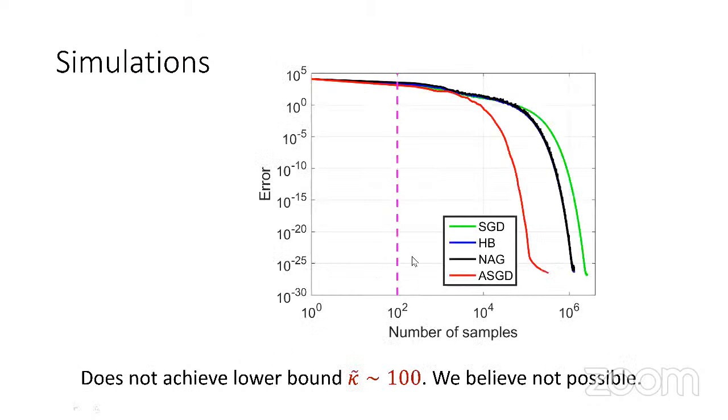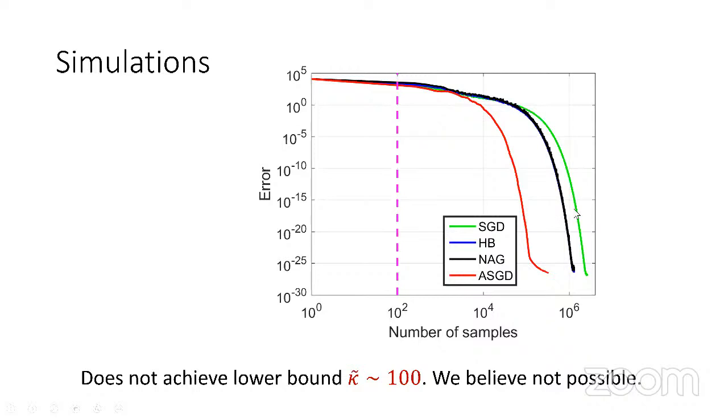Right. So before I go into the ideas of the proof and so on, let me just show the empirical evaluation of these algorithms. Again, the green one is stochastic gradient descent. The black and blue, which are pretty much overlapping, are the stochastic versions of heavy ball and Nesterov's accelerated gradient, which are currently implemented. And this red one is the algorithm that we developed.